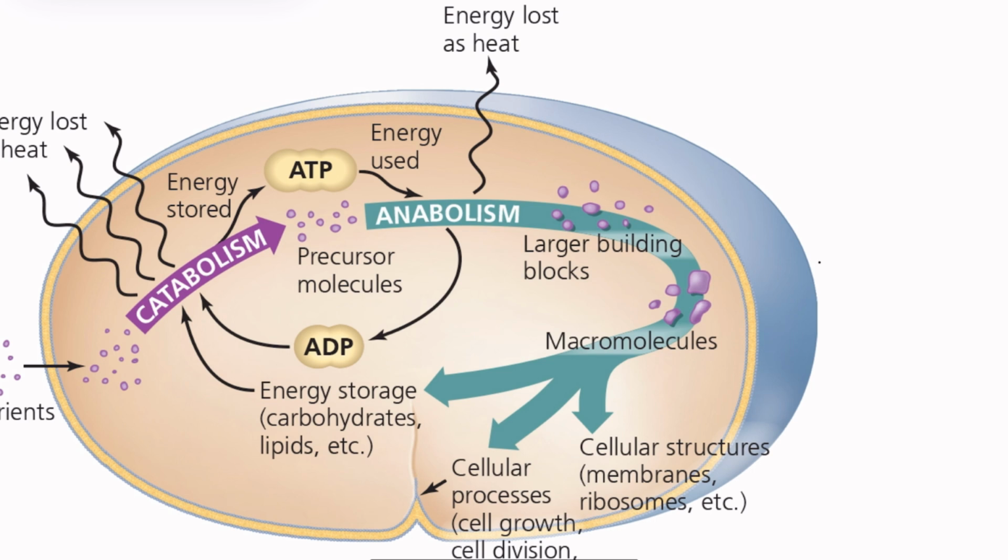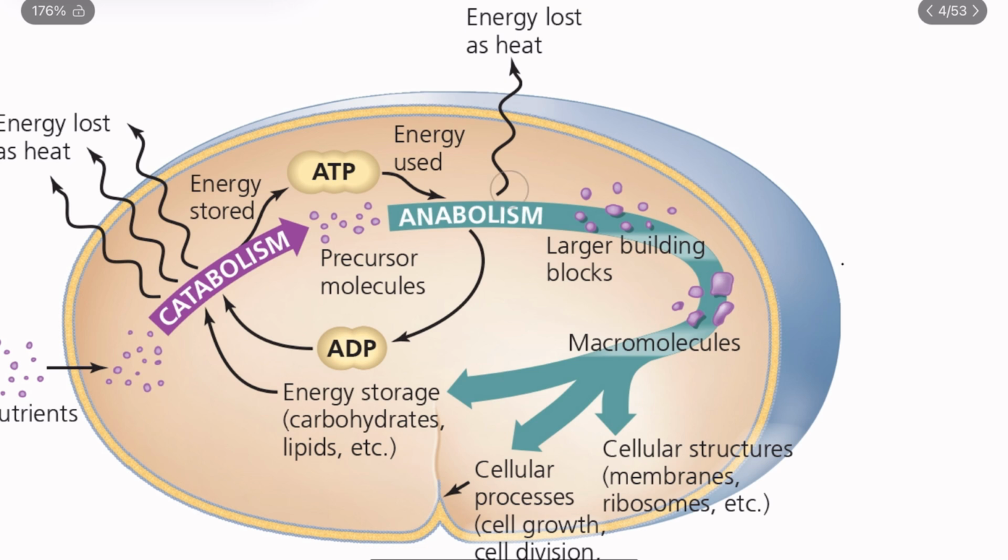So, in summary, catabolism is the breakdown of molecules which releases energy that is stored in ATP. Anabolism is the building of complex molecules using the energy stored in ATP. So, the ATP acts as the cell's energy carrier, transferring energy from catabolism to anabolism.